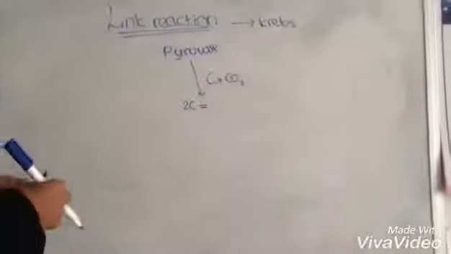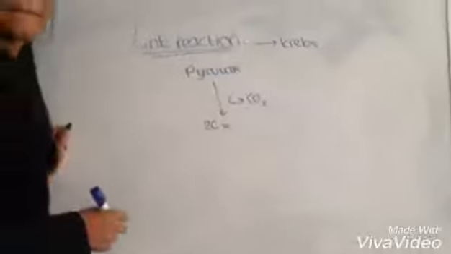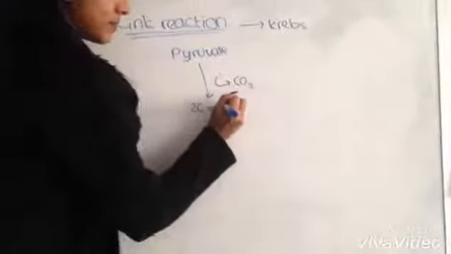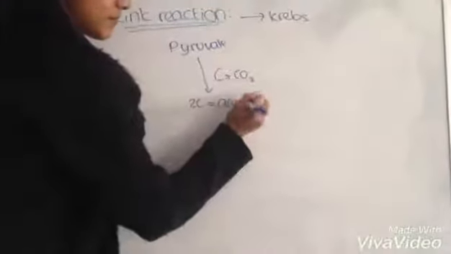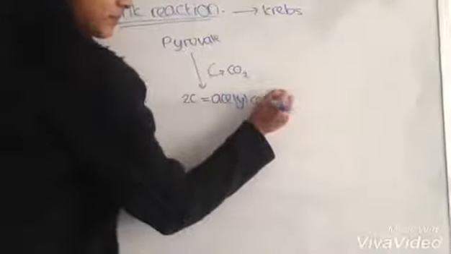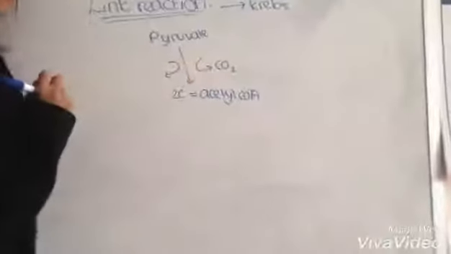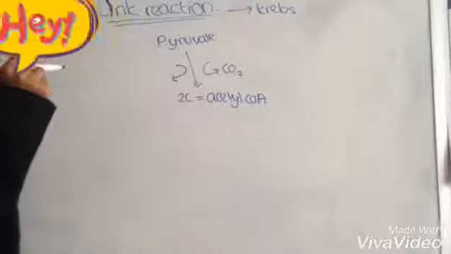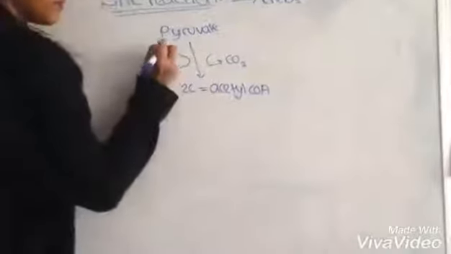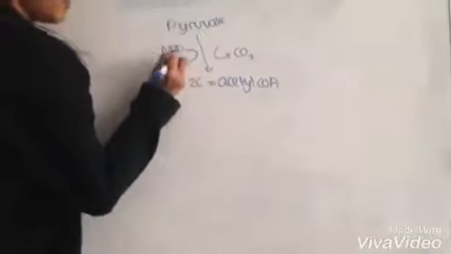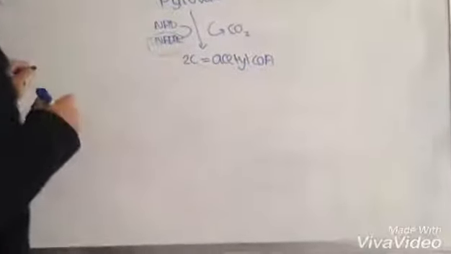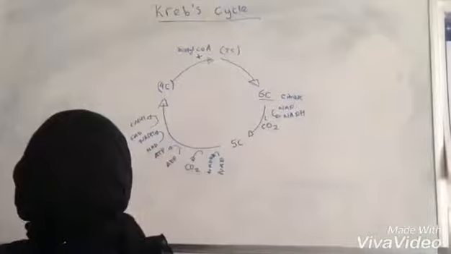The next stage is the link reaction. The link reaction is our second stage occurring in the mitochondria. What happens here is that pyruvate loses a carbon, so it becomes 2C, and it also reduces NAD to form NADH, and the final product is a 2-carbon compound which reacts with coenzyme A to form acetyl-CoA, which is very important for the Krebs cycle. Remember all the NADHs because they're going to come in useful later.